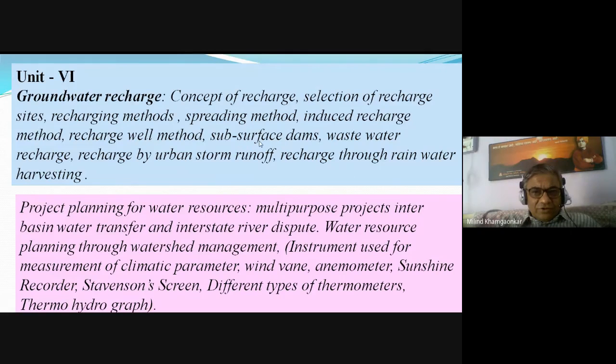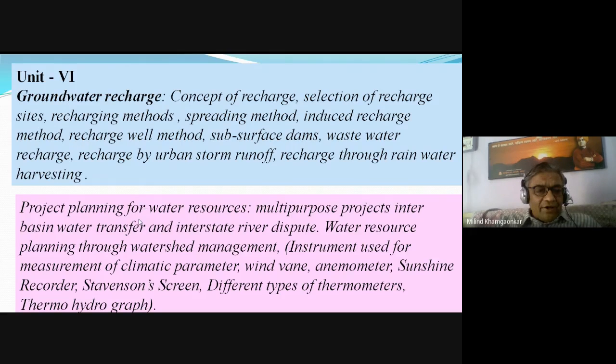Because we want that you should know all the recharging methods, as well as how the wastewater which is produced after treatment can be used for recharge. Then the rainwater harvesting, that is also included in this part.